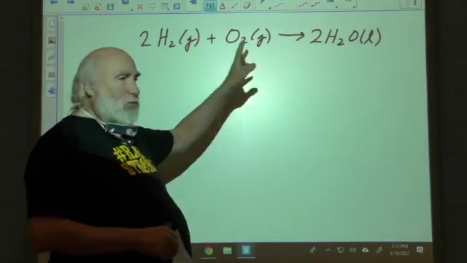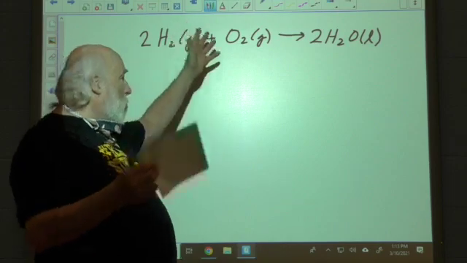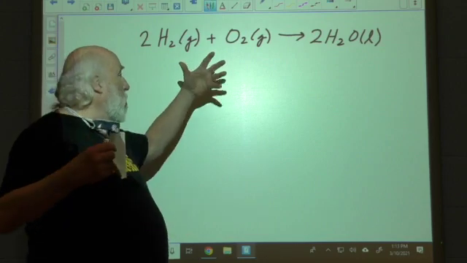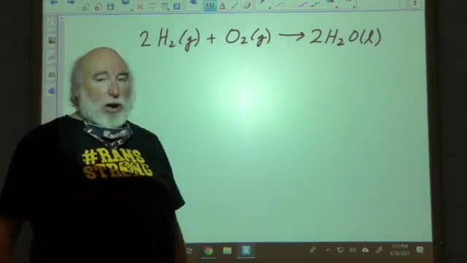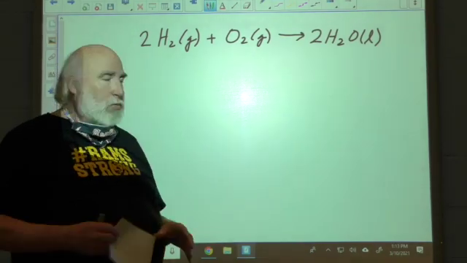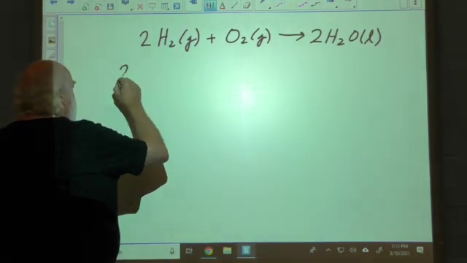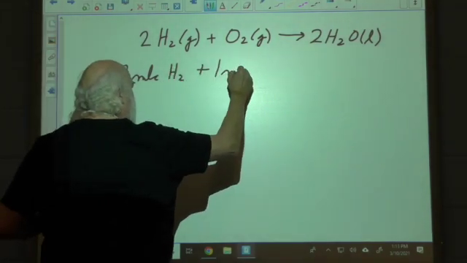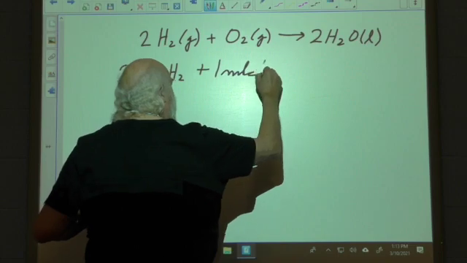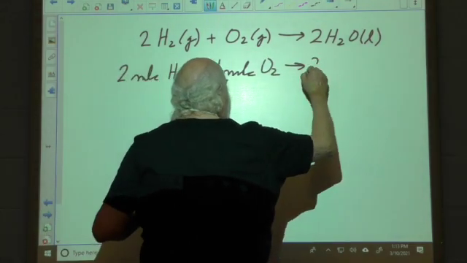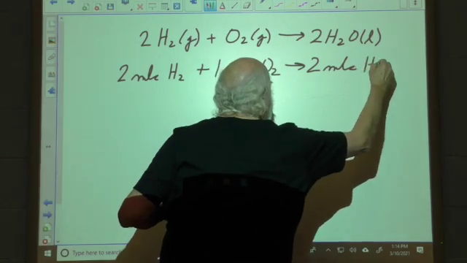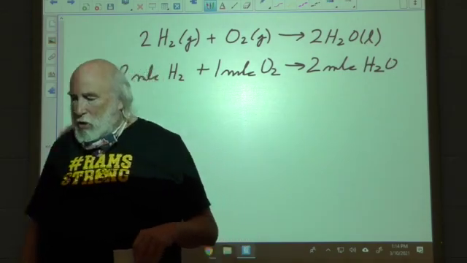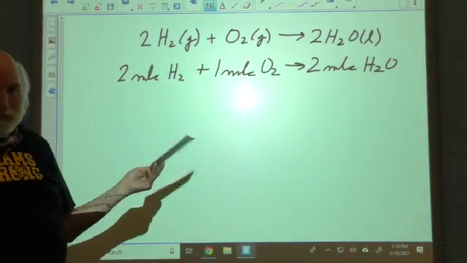But what do those numbers represent? I said, just now, 2 of this, and 1 of that, and 2 of that. 2 of what? Of the hydrogen. 1 of what? Of the oxygen. 2 of what? Of the water. If you said molecules, you'd be correct. This is basically saying 2 molecules of hydrogen added to 1 molecule of oxygen will produce 2 molecules of water. And so if we want to predict how many molecules we're going to get, this is great.